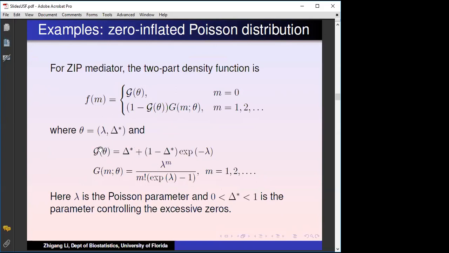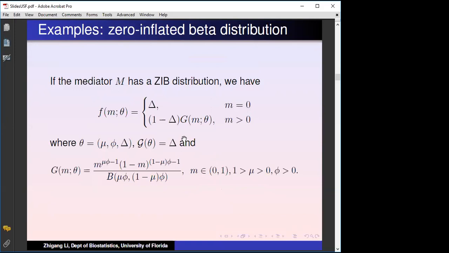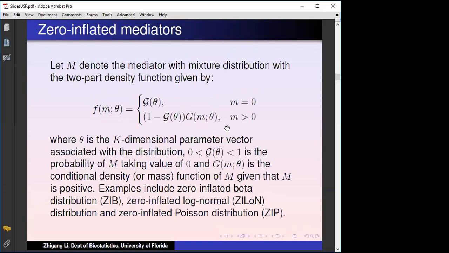Here, the point mass at zero involves two parameters because the Poisson distribution itself can generate zeros. So there's one parameter, lambda, that controls the zeros from the Poisson distribution, and another parameter, delta star, that controls the excessive zeros from this zero-inflated distribution. So for all these zero-inflated distributions, we can use this framework to model that.